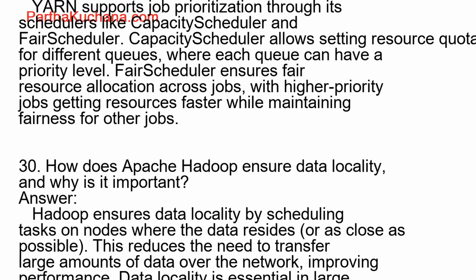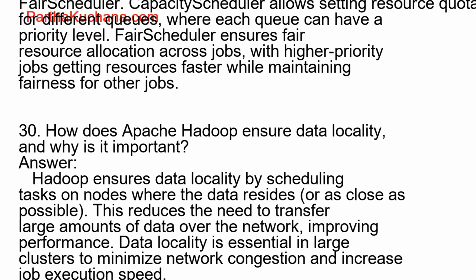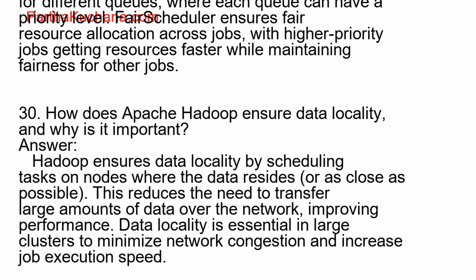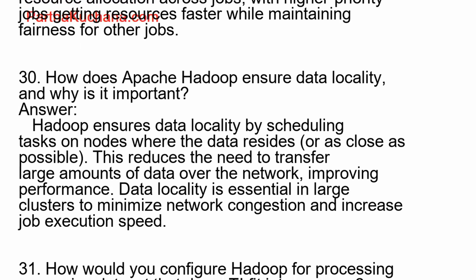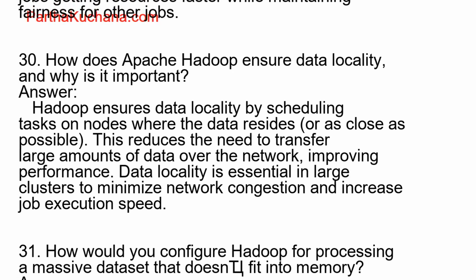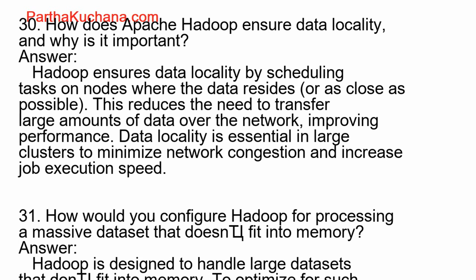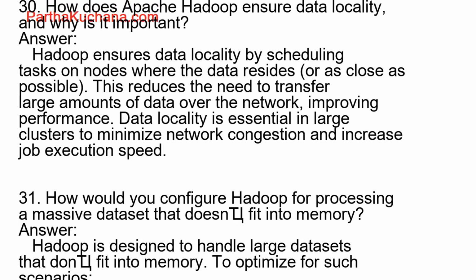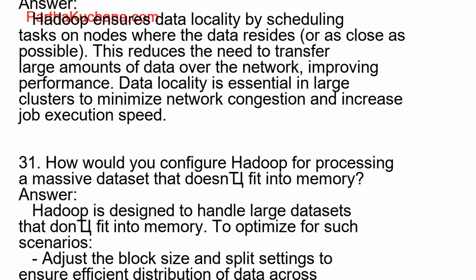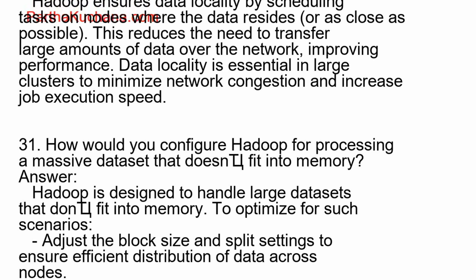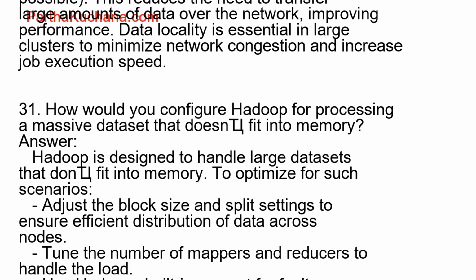32. What is Apache Pig, and when would you use it instead of traditional MapReduce? Answer. Apache Pig is a high-level platform for creating MapReduce programs using a scripting language, Pig Latin. Pig simplifies the process of writing complex MapReduce jobs by providing data flow primitives, making it easier for non-developers to work with large datasets. It's typically used for data transformation tasks, ETL (extract, transform, load) operations, and when fast prototyping is needed.